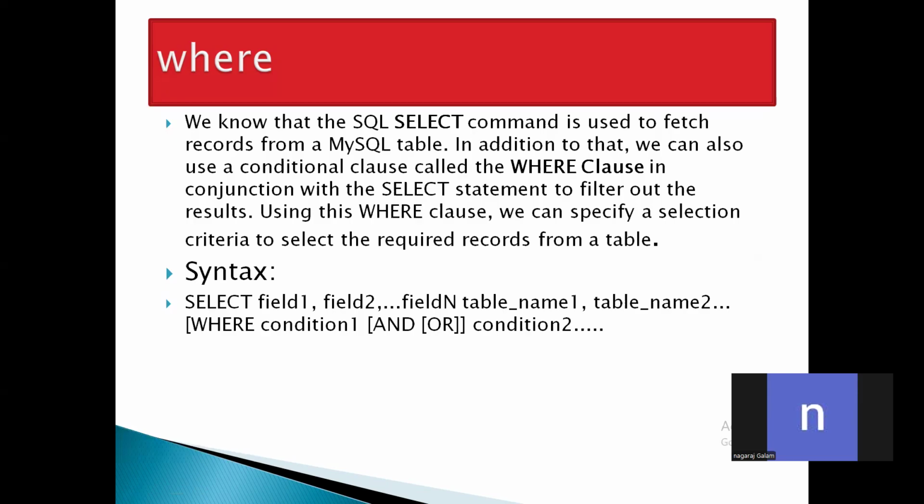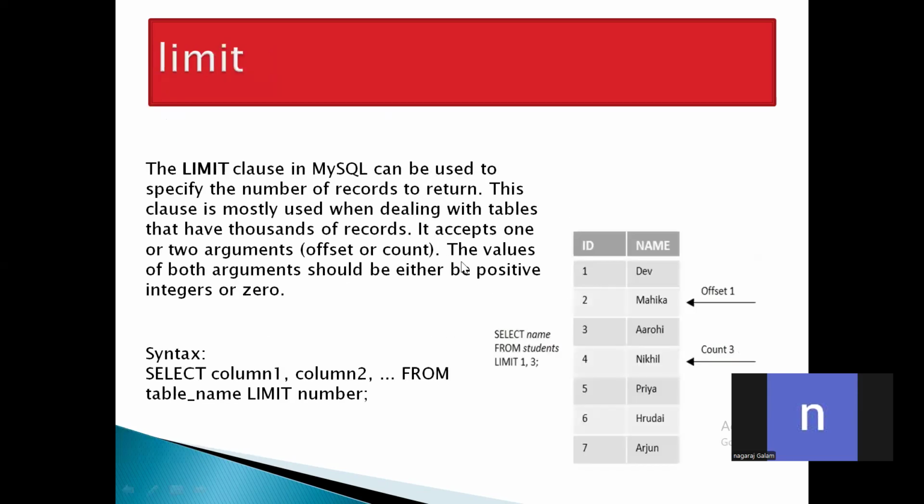The syntax is select field 1, field 2, field n. Field means whatever we are inserting in the table, that is called a field. From table name 1, table name 2, where condition 1 and or condition 2. We can use these operations in this clause too.